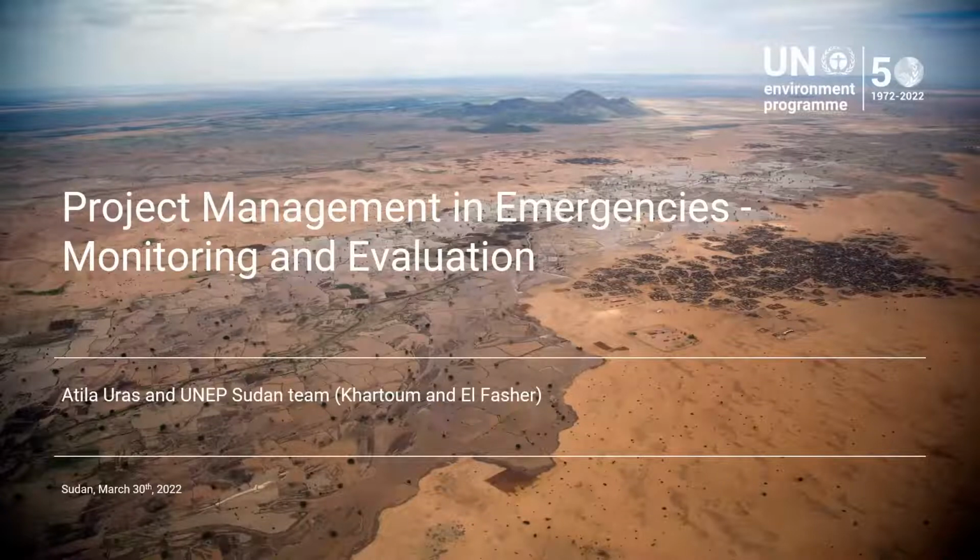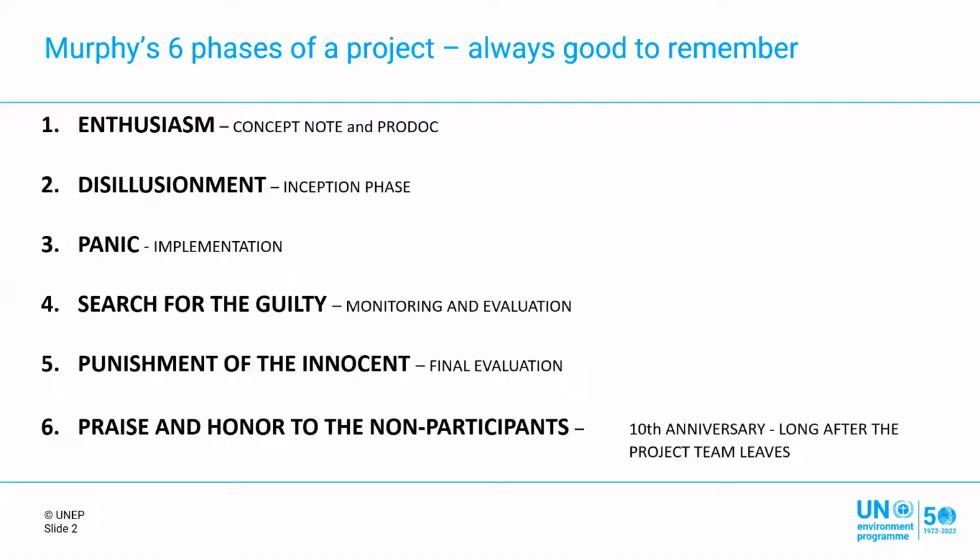As this is the last session of this series of webinars on project management, and you have seen many different project cycle approaches so far, I'd like to move to the next slide, hoping that this is going to remain in your minds: how we see a project, with all the theory that we heard so far. According to Murphy's 6 phases of a project, the project is composed of enthusiasm, disillusionment, panic, search for the guilty, punishment of the innocent, and praise and honor for the non-participants. So this is reality, I can tell you.